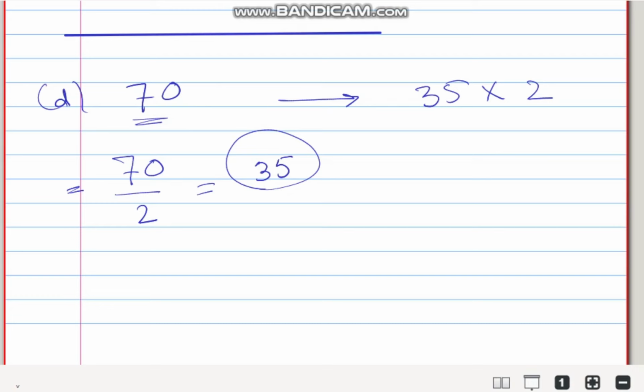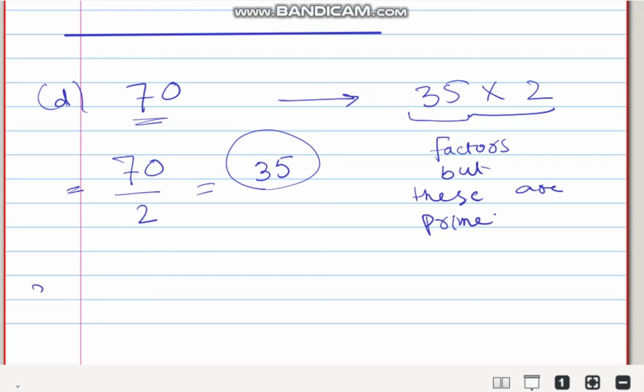So this is basically the main thing: we have got the factorization. These are the factors. Okay, let me write here. We know that these are factors, but these are not the prime factors, and we have to find the prime factors. So how can we do this? Just write 35 cross 2. Please note that 2 is already in the prime state, but 35 is not a prime.